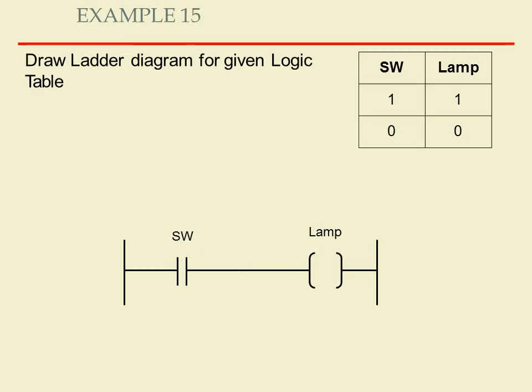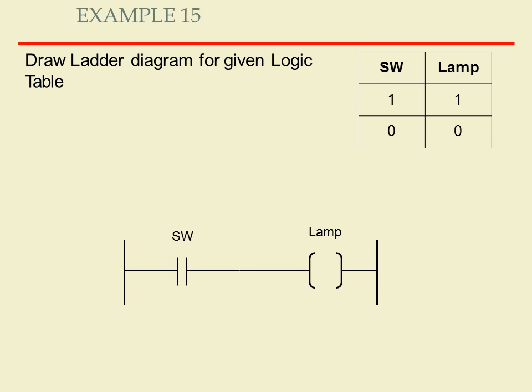Next example. Draw a ladder diagram for the given logic table. So here one table is given, and according to that you have to design the ladder logic. No logic diagram is given, just one table. In that, switch SW is the input device, and lamp is the output device.